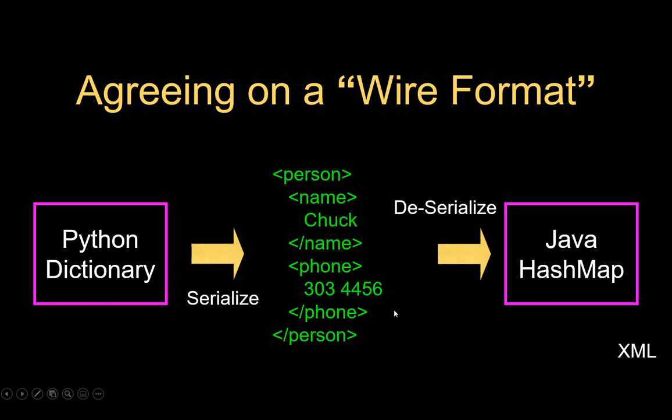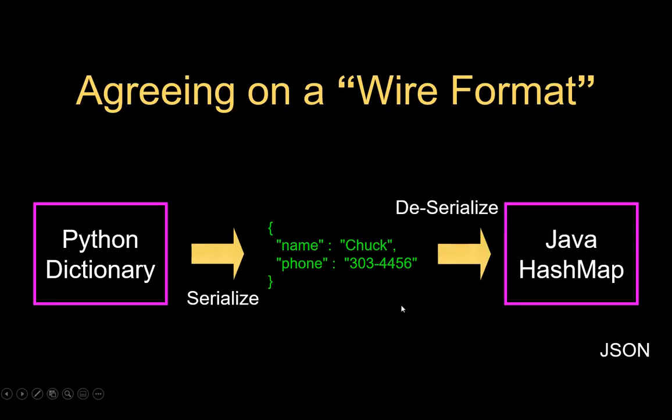So this was XML, and the next one is JSON. If you notice here, one of the main differences is that here we are using curly brackets. So in XML we were using square brackets, in JSON we're using curly brackets, and the same concept of serialization and deserialization applies here as well.